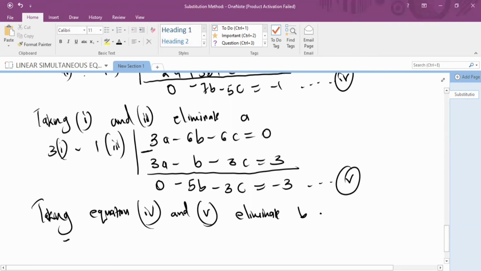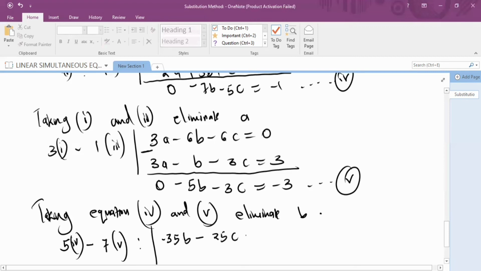So we will take 5 of equation 4 minus, since the sign here and here is the same, we will minus 7 of equation 5. And what does that give? Now 5 of equation 4 will give us 5 times 7, that will be minus 35b. 5 of minus 25c is equal to 5 times minus 5.